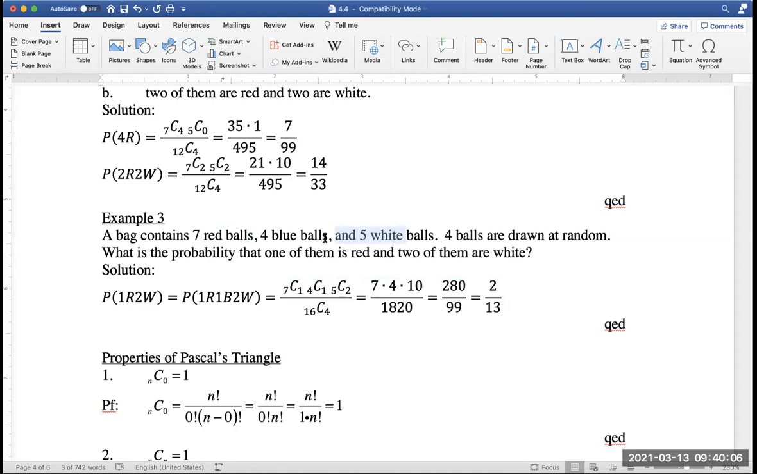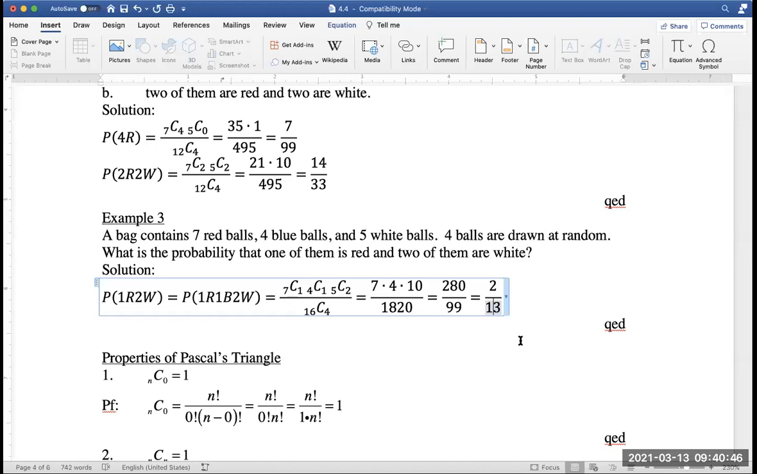The remaining 4 balls are neither red nor white. And so I want to choose one of those non-red, non-white balls. I want to choose my blue balls. And so there are 4 non-red, non-white balls, and I'm choosing one of them. So 7 choose 1, 7, 4 choose 1, 4, 5 choose 2, 10, 16 choose 4, 1820. And so I get 2 out of 13.